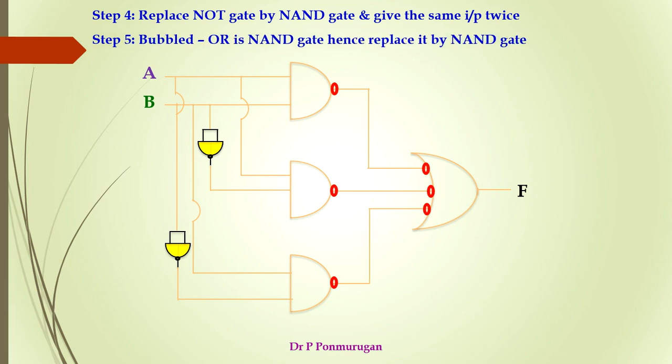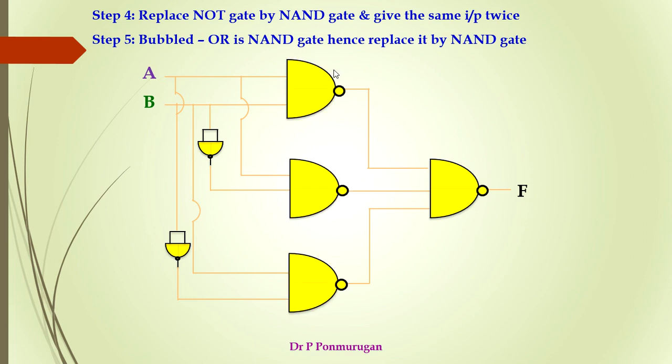And next, step 5 is bubbled OR is a NAND gate. Here this is bubbled OR and this can be replaced by a NAND gate, and we can replace it this way. And if you see this AND gate which has an output bubble at the output, it is nothing but a NAND gate. So we can just put it this way, since this is a NAND gate. So this is how we realize a Boolean function using NAND logic.